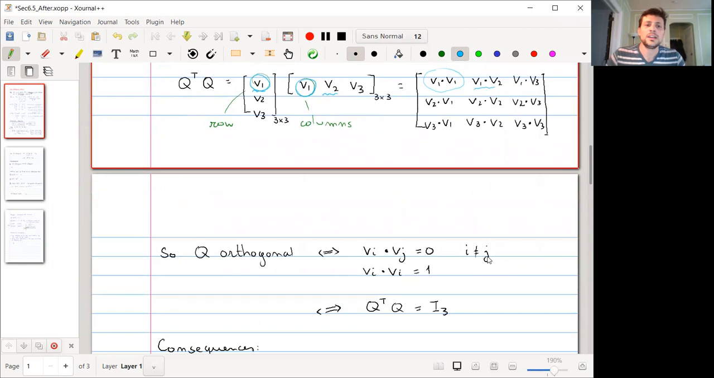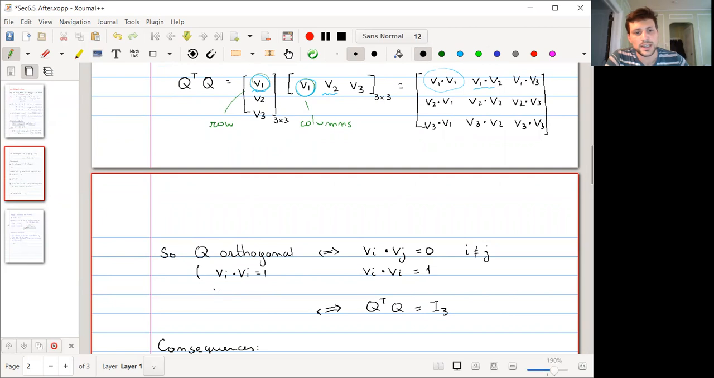Now, saying that Q is orthogonal is the same as saying that vi dot vi is equal to 1 and vi dot vj is equal to 0 for i different from j. So Q is orthogonal means that its columns are orthonormal, which means exactly those two conditions here.